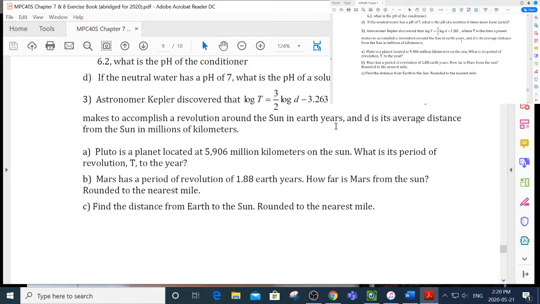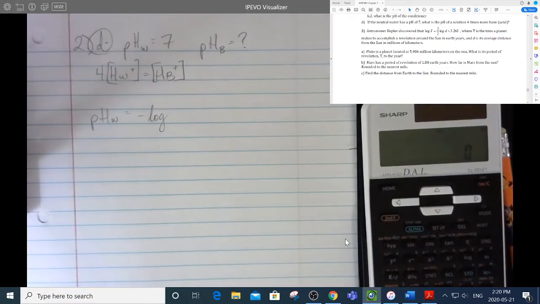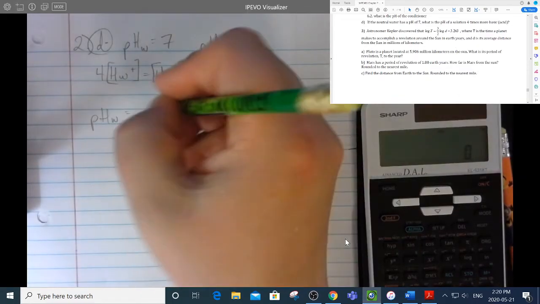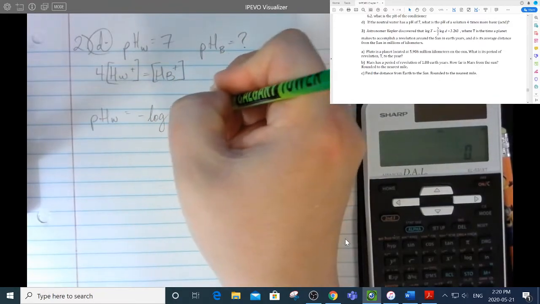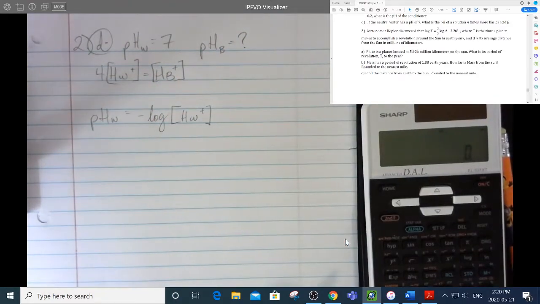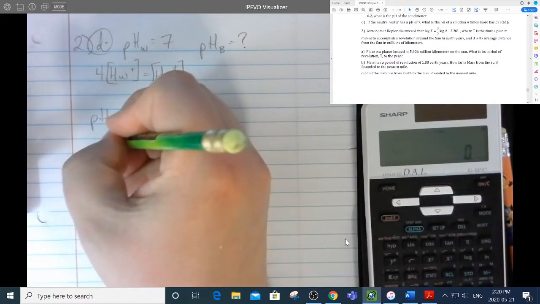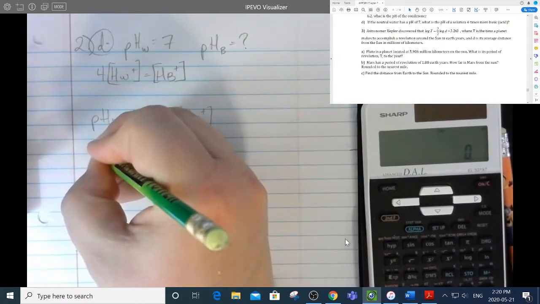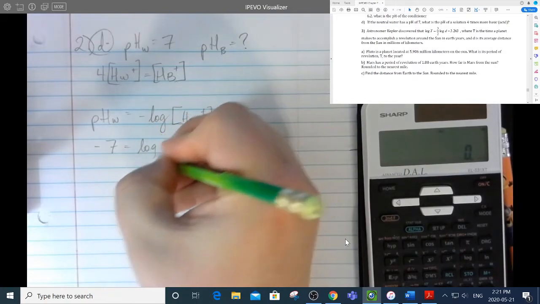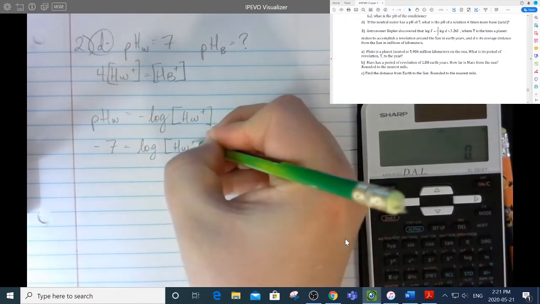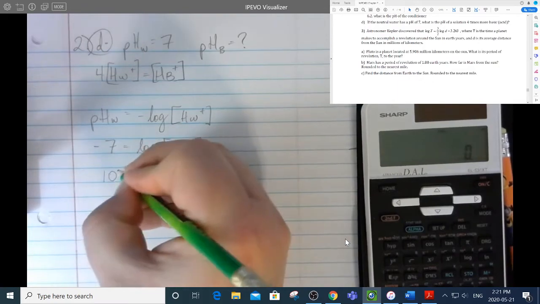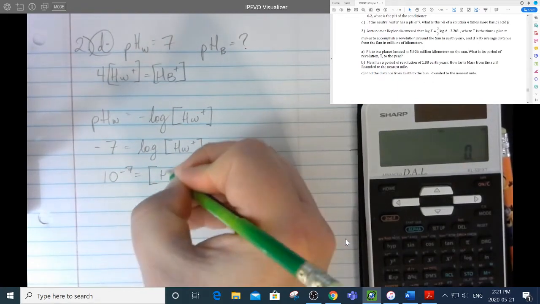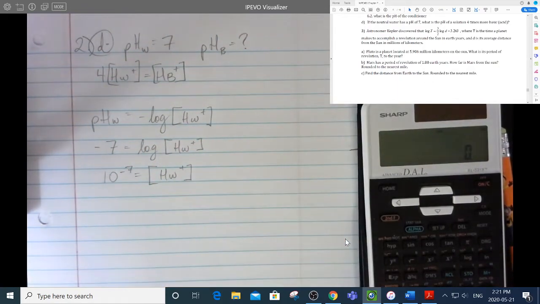Okay, so the pH of water is equal to the negative log of the concentration of hydrogen ions in the water. And so that number is 7. I'm going to move the negative to the other side, and I can rewrite that as 10 to the negative 7 equals the concentration of ions, like that.